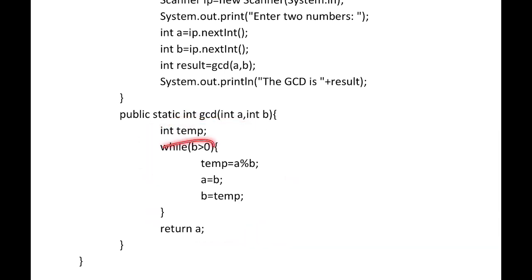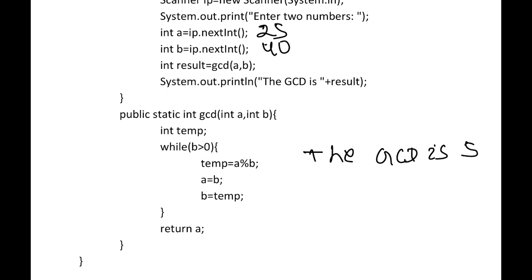Then when the loop terminates, that means the value of b becomes 0, at that time return a. So a is the GCD. When the statement return a gets executed, the control comes back here, and the value of a is assigned to result. Now it is going to display System.out.println the GCD is plus result. So it is going to display the GCD is the value of result. If the user inputs 25 and 40, it is going to display the GCD is 5 like this.